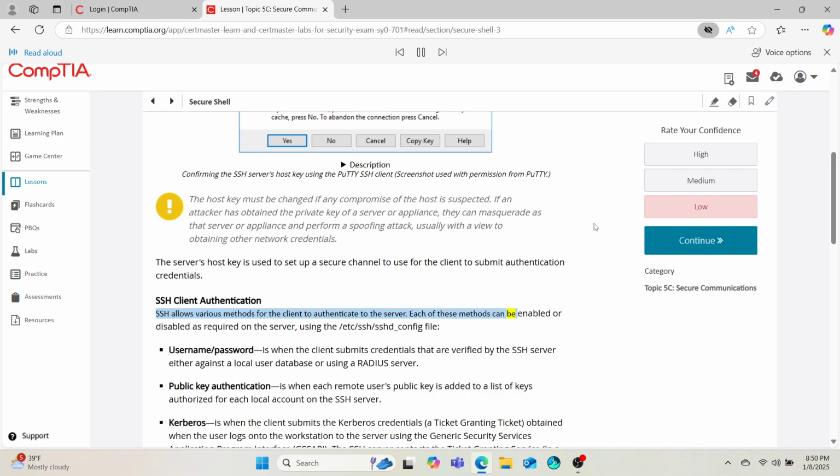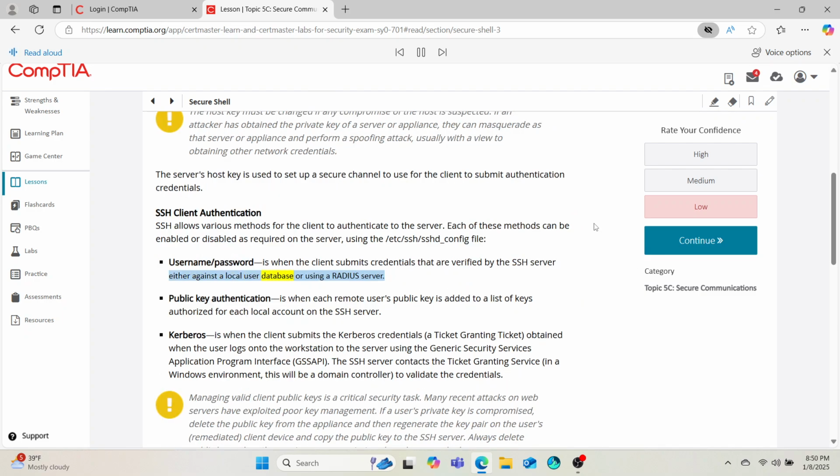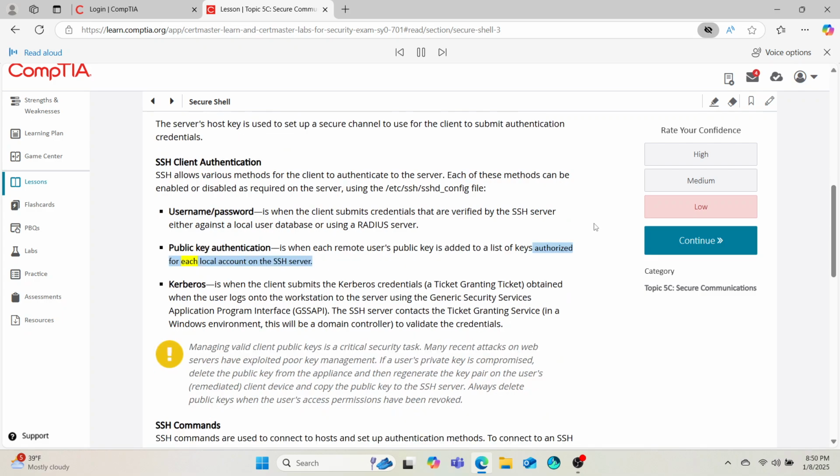Each of these methods can be enabled or disabled as required on the server, using the /etc/ssh/sshd_config file. Username, password, is when the client submits credentials that are verified by the SSH server either against a local user database or using a Radius server. Public key authentication is when each remote user's public key is added to a list of keys authorized for each local account on the SSH server.